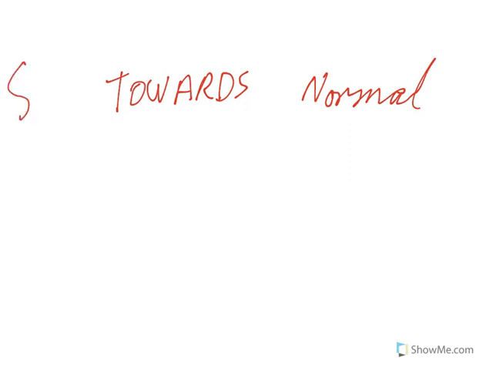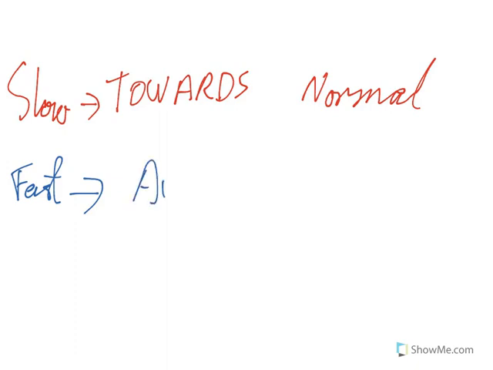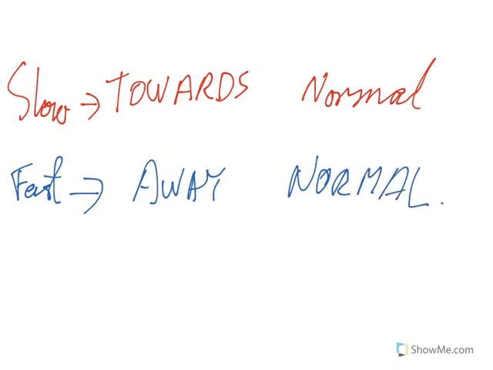Alright, so slow goes towards the normal. And the opposite, when a light ray travels faster, so less optically dense, it's refracted away from the normal. Alright, so those two words, towards and away, they're the gaps that are missing in your notes.